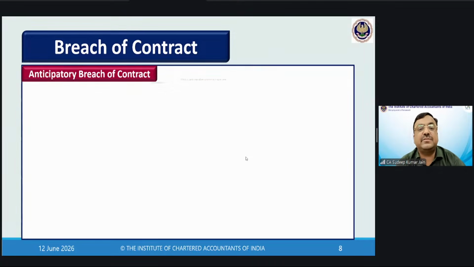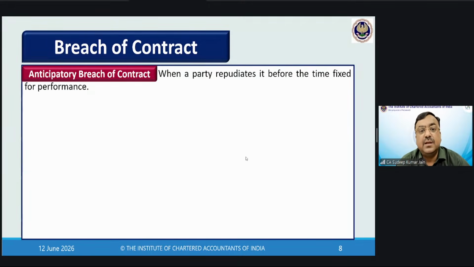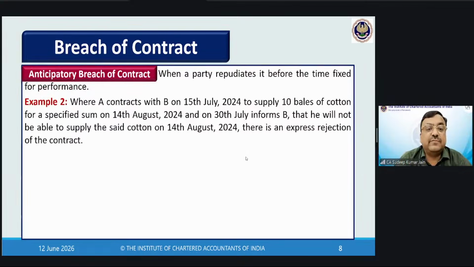Now the second way is anticipatory breach of contract, when a party repudiates it before the time fixed for performance. See, A contracts with B on 15 July 2024 to supply 10 bales, bales means bundles of cotton, for a specified sum on 14th August 2024, and on 30th July informs B that he will not be able to supply the said cotton for 14th August 2024. This is an express rejection of the contract. It means he has denied the performance 15 days before the due date of performance. This is called anticipatory breach of contract.